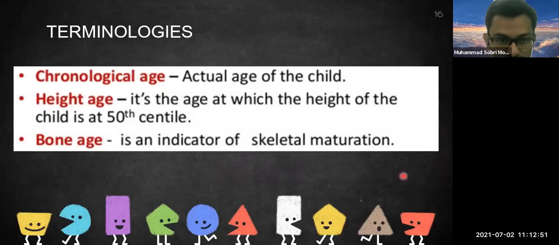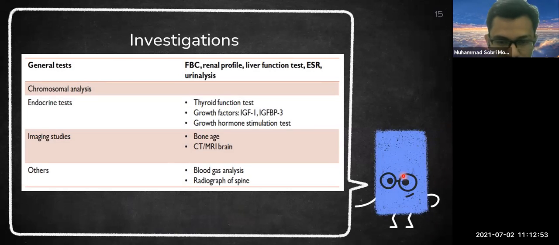So for imaging studies, we have to assess the bone age by taking the wrist radiograph and comparing it to the normal wrist radiograph for that age, that I will be showing later. We can also do CT and MRI brain, as one of the causes of short stature can be due to pituitary adenoma. So to diagnose, we can see the features of pituitary adenoma on the CT and also MRI brain.